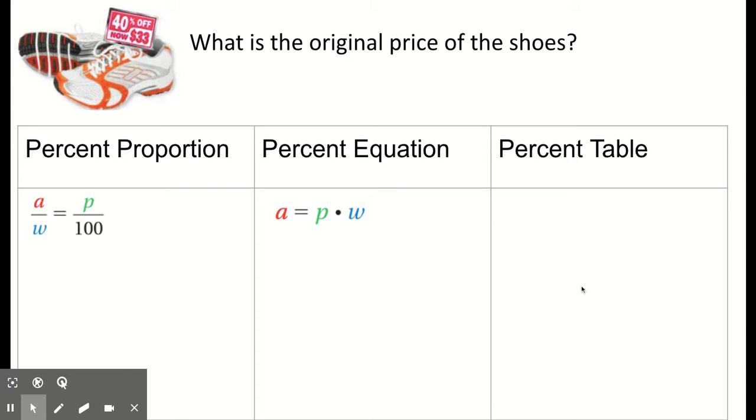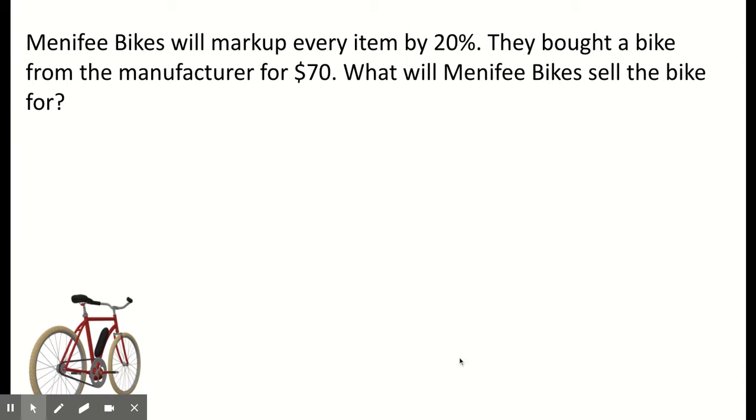All right, let's move on to our last problem. Menifee Bikes will mark up every item by 20%. They bought a bike from a manufacturer for $70. What will Menifee Bikes sell the bike for?